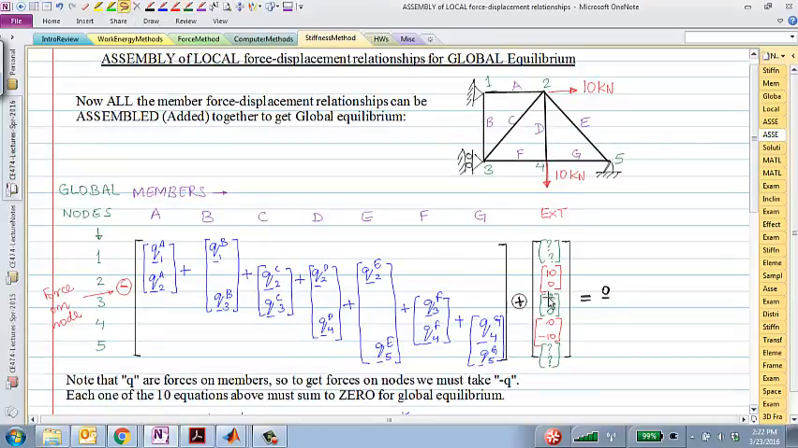So at this point, I have an equilibrium equation for that entire truss. All we did was sum up the local force displacement relationships, and we get a big system of equilibrium equations for the entire truss. And next time, what we'll do is try to find these unknowns.